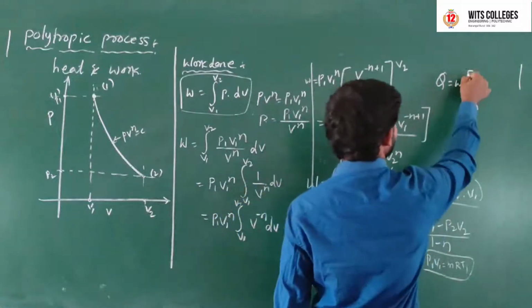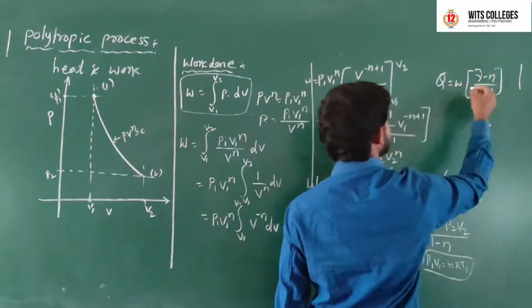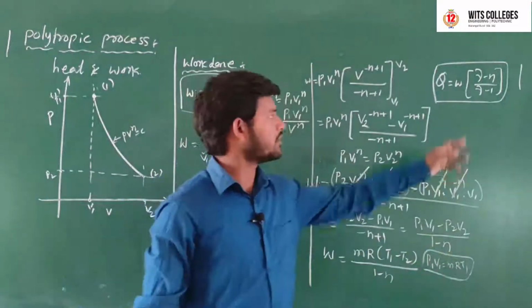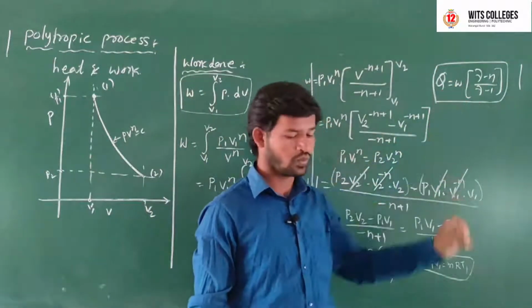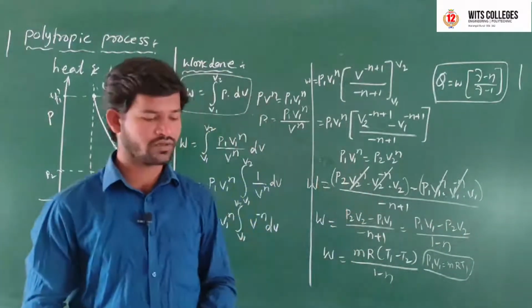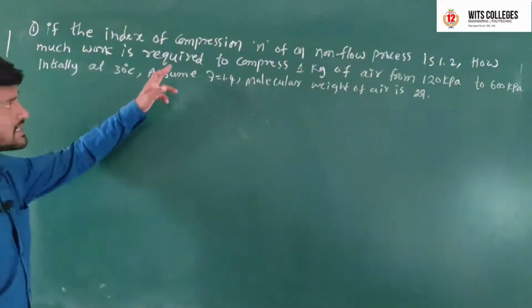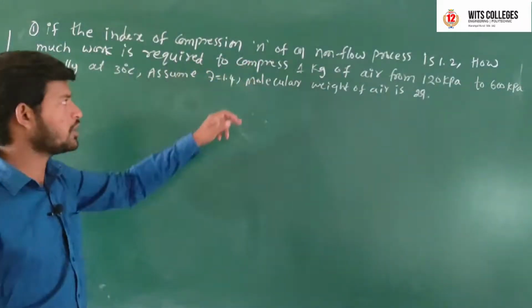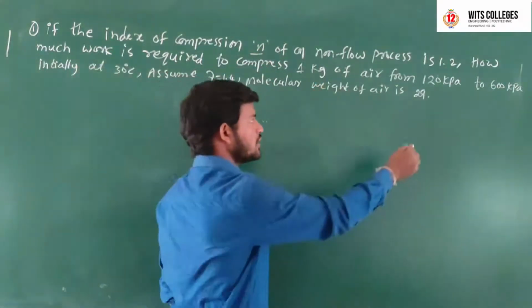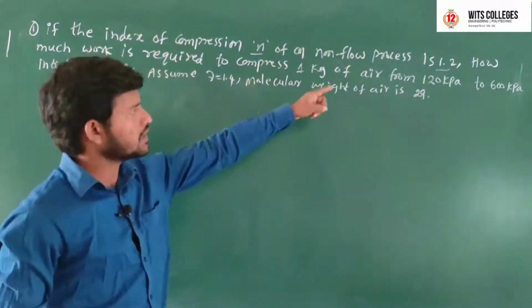This is one of the formulas of heat transfer, that is gamma minus n by gamma minus 1 into work transfer. Okay, this is the derivation of the work transfer of the polytropic process. That is the index of compression n. Now, polytropic index is nothing but n of a non-flow process, that is 1.2. Here the given polytropic index n value is 1.2.